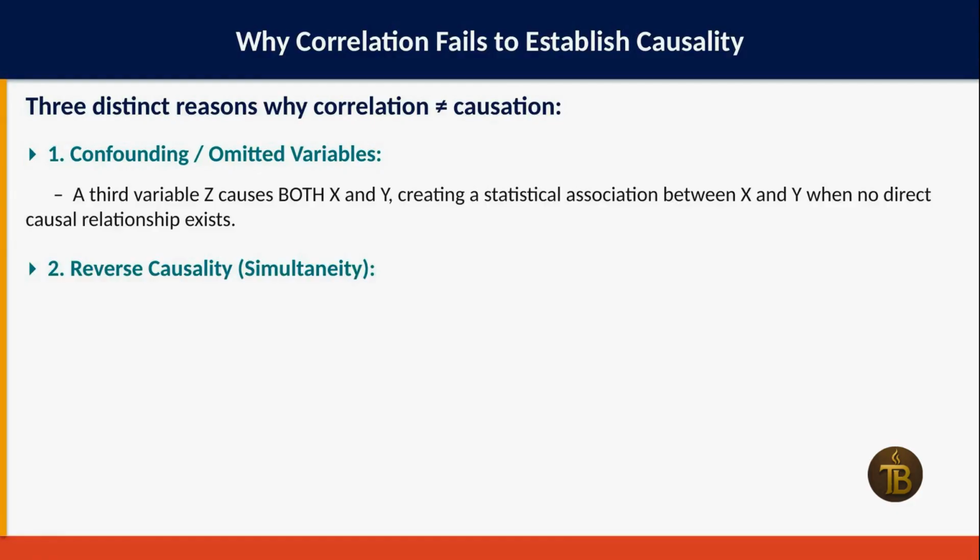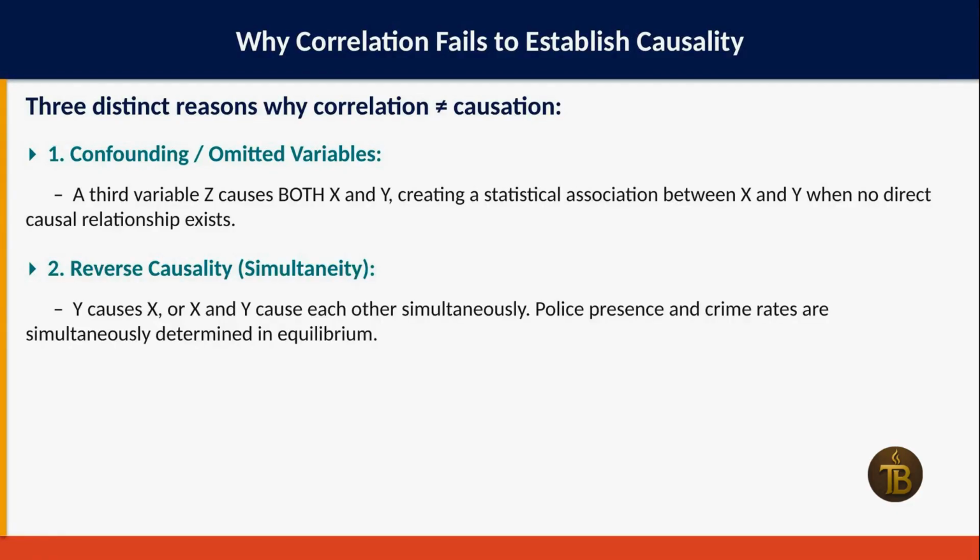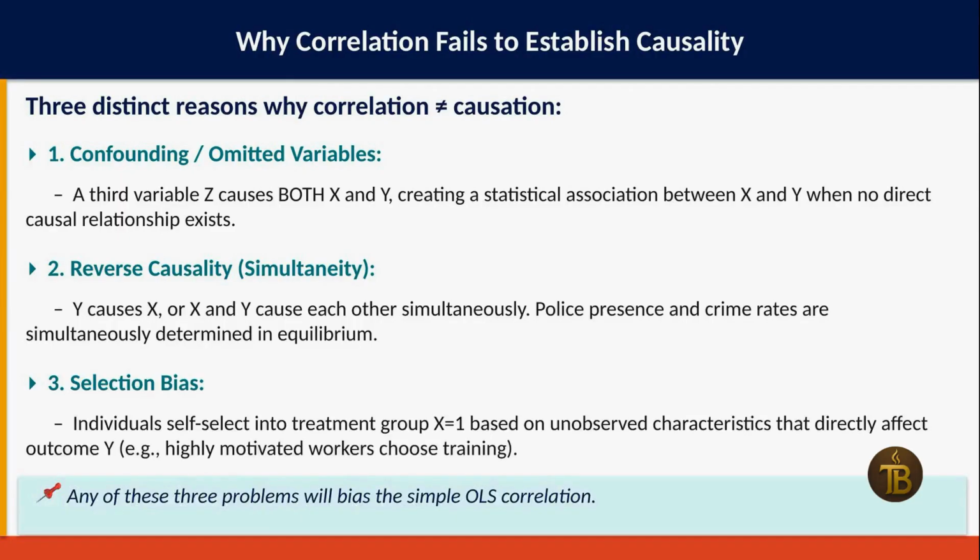The second reason is reverse causality, also called simultaneity. This is when y actually causes x, or x and y cause each other simultaneously. Police presence and crime rates, for instance, are determined together in equilibrium, not in one fixed direction. The third reason is selection bias. This happens when individuals self-select into the treatment group based on unobserved characteristics that also affect the outcome. For example, highly motivated workers being the ones who choose to sign up for training. Any one of these three problems is enough to bias a simple OLS correlation.